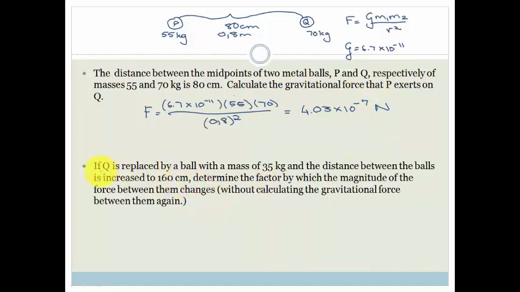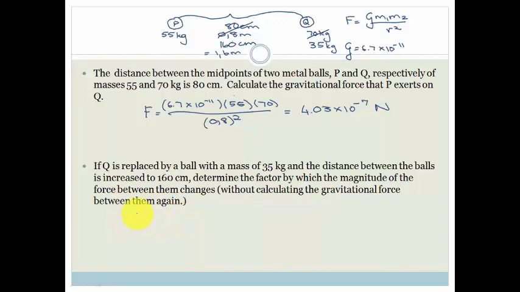Now it says if Q is replaced by a ball with a mass of 35 kgs, so we're changing this mass to 35 kgs. Okay, so what are we doing? We're halving the mass, and the distance between the two balls increased to 160 centimeters. So instead of 80 centimeters, we've now got 160 centimeters, which is 1.6 meters. And it says determine the factor by which the magnitude of the force between them changes, and they say without calculating the gravitational force between them.